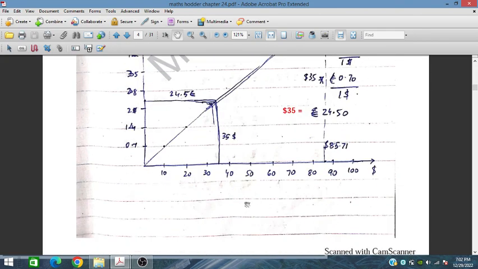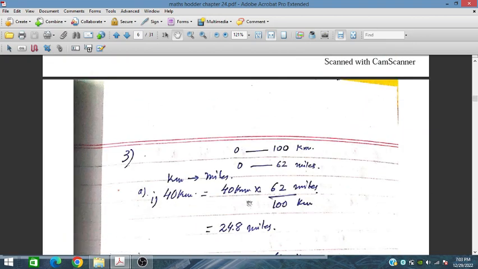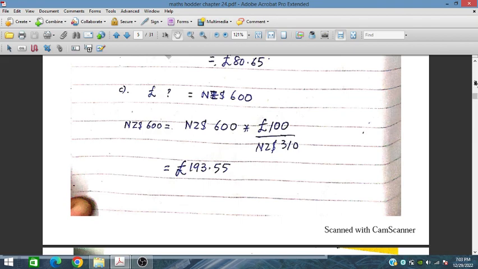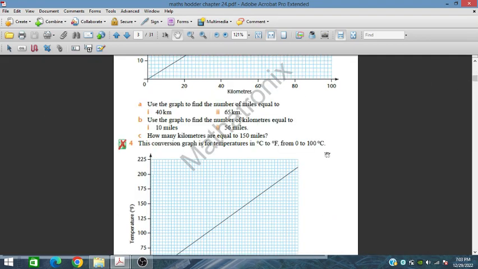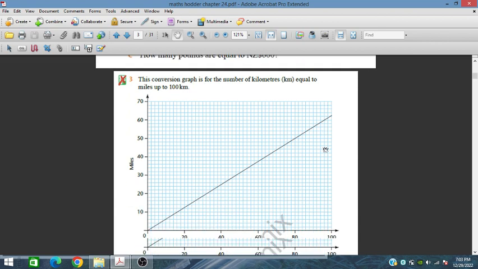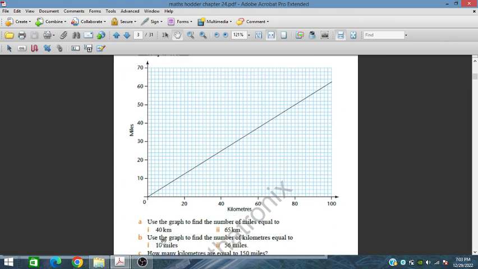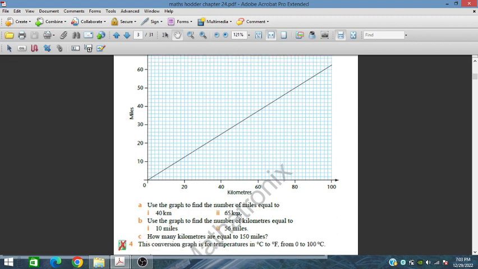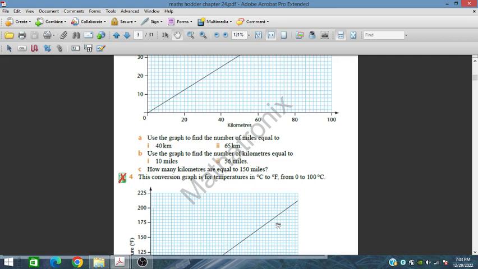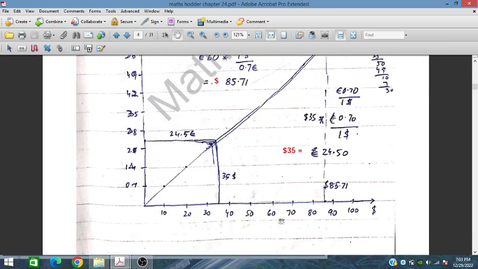Now in question number 3, we are given a kilometers and miles graph, and 62 or 63 miles is equivalent to 100 kilometers. So we have to convert 40 kilometers and 65 kilometers into miles, and then 10 miles and 56 miles to kilometers, and find how many kilometers are equal to 150 miles. We have to obtain this. So let's start question number 3.